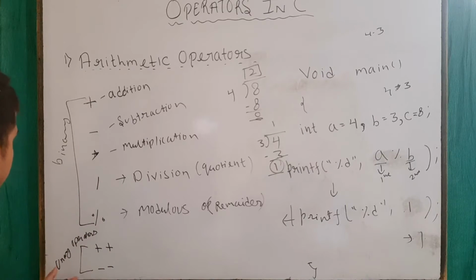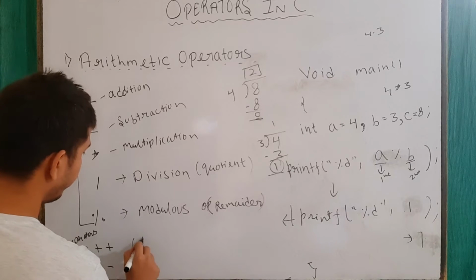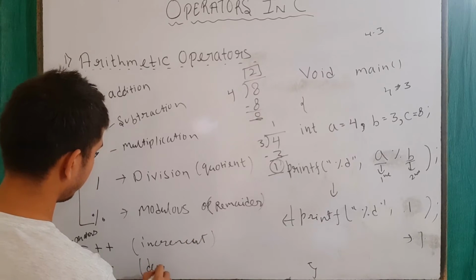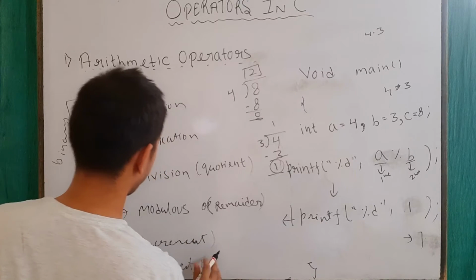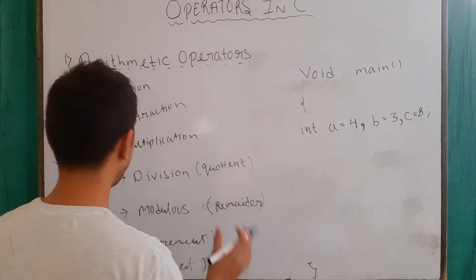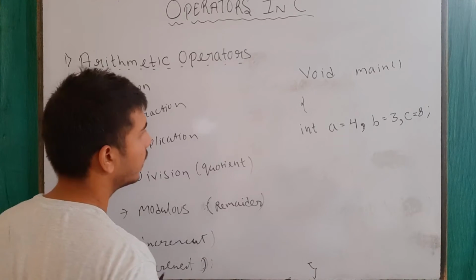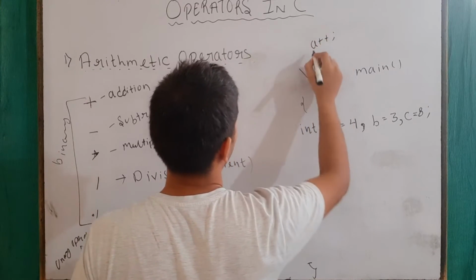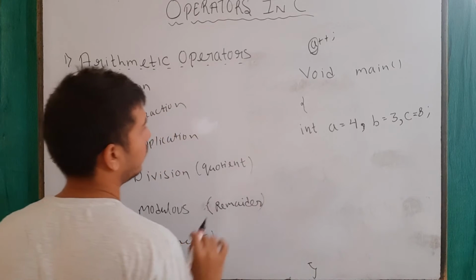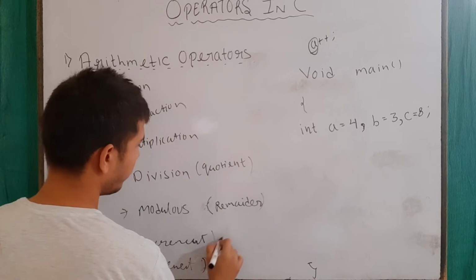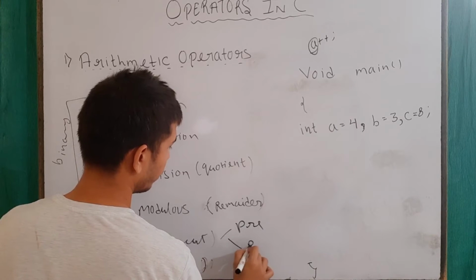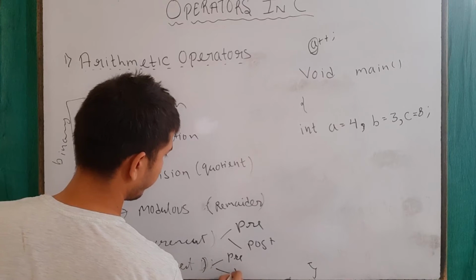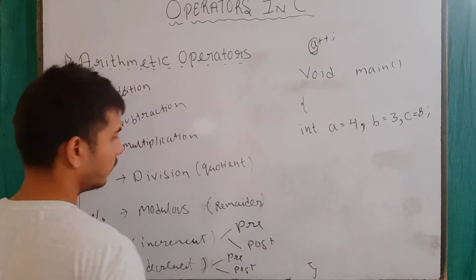Now let's understand these increment and decrement operators. Now let's look at the unary operators. First of all, unary means only one operand is required. Now every unary operator can be pre or post. Similarly for decrement, pre-decrement or post-decrement. Let's go through this one by one.